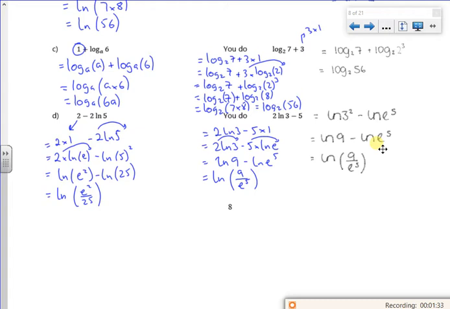So it could also be written as log of 9 e to the minus 5.